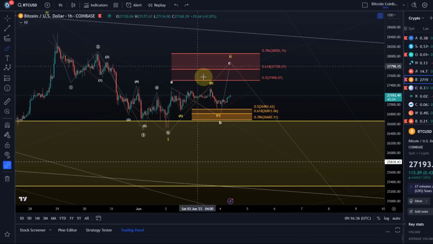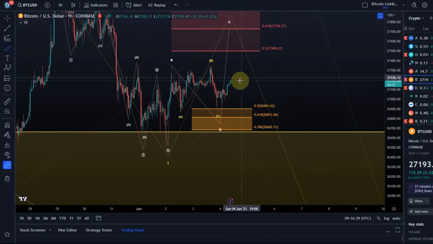It didn't quite touch the orange area, but came close enough. We now need to see, okay, is this B wave maybe already in? And I'm counting that as an A wave, a B wave, and a C wave.